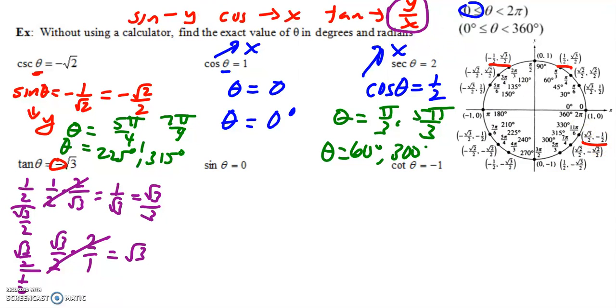Oops, I think that's the wrong one. We would want to choose this one, because we want to take root 3 over 2 divided by 1/2. Because these are the two locations where tangent is negative, my two angles are either going to be right here or right here. So my answers in radians would be either 2 pi over 3 or 5 pi over 3. And my answer in degrees would either be 120 degrees or 300 degrees.